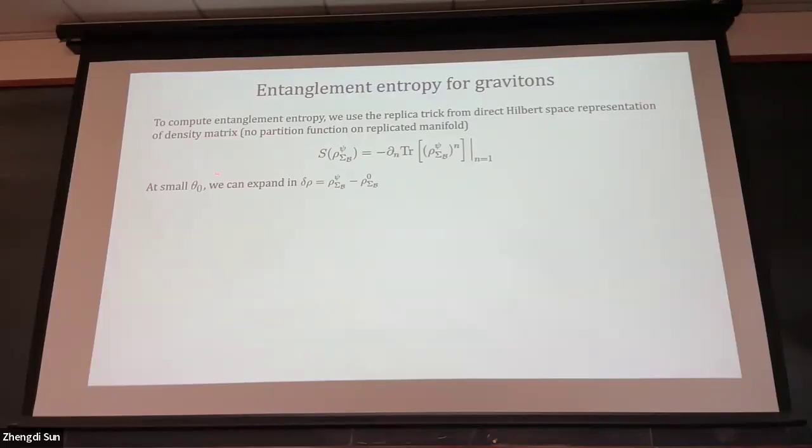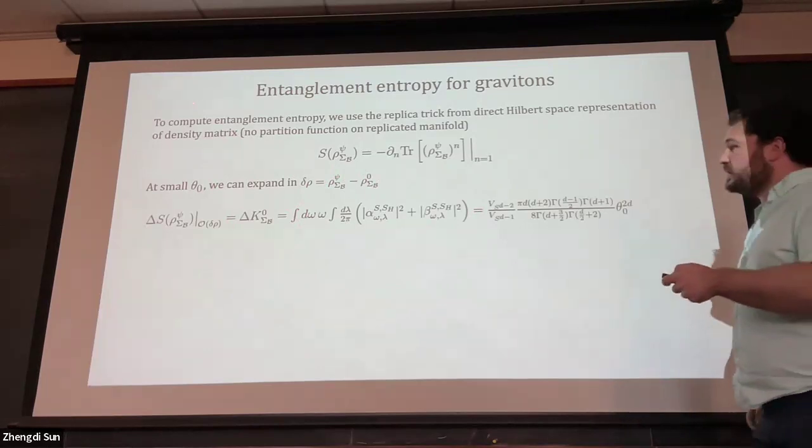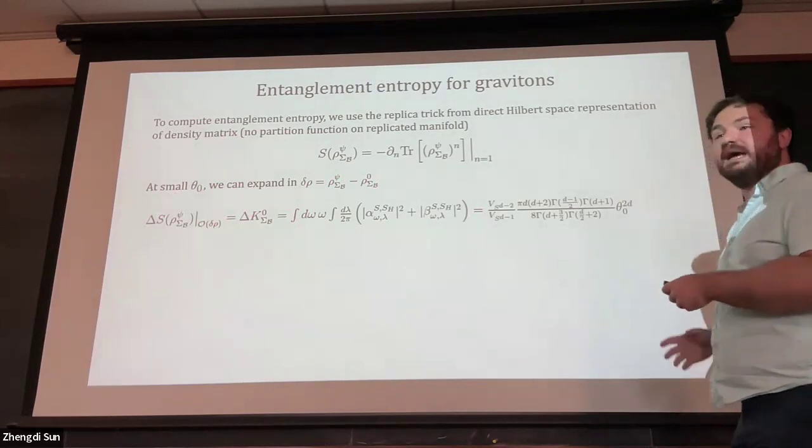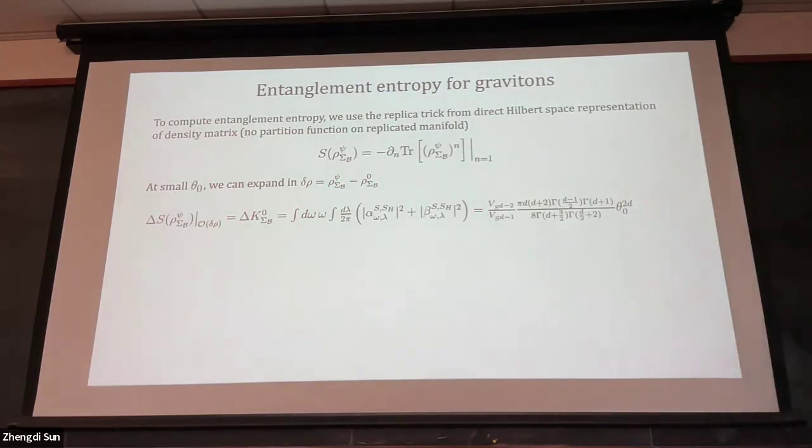Again, we expand at small theta naught, some perturbation of the density matrix around the vacuum. And when you do this, the replica trick, at leading order, you just have, again, the first law of entanglement. That gives the following integral of these Bogolyubov coefficients, which you can compute analytically and in a gauge invariant way, which means that this vacuum subtracted von Neumann entropy will be gauge invariant. Because these Bogolyubov coefficients can be manifestly computed in a gauge invariant way. And this is the result you get.